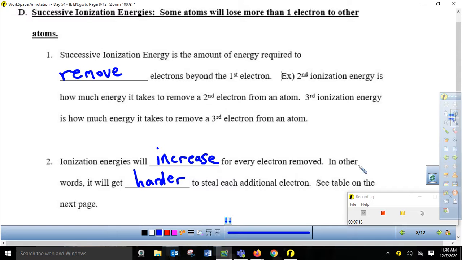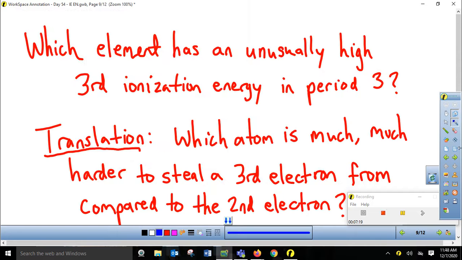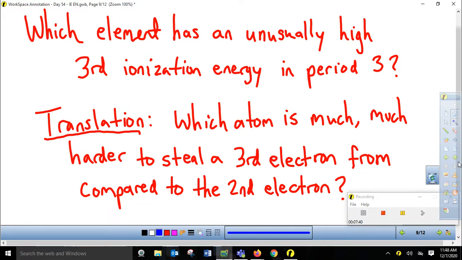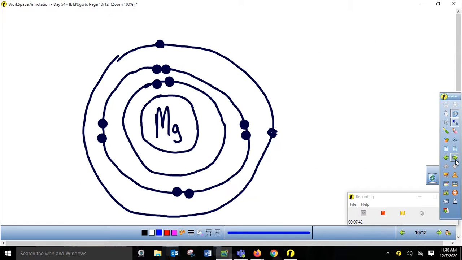We're going to flip to page 10, and we're going to try to answer a question like this. Which element has an unusually high third ionization energy in period number 3? What is this question asking us? Translation: which atom is much, much harder to steal a third electron from compared to a second electron? The answer is magnesium.